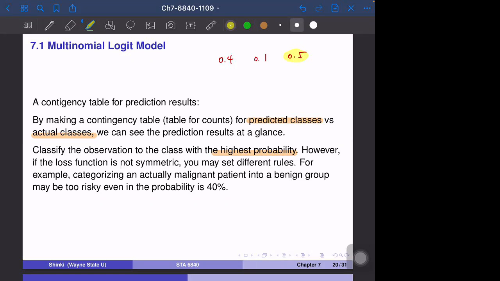For example, categorizing an actually malignant patient in medical data into a benign group may be too risky, even if the probability is 40%. If that decision is too risky, maybe we set the threshold at 10%. So with more than a 10% chance of malignancy, we classify them as malignant. This is useful if the loss function is asymmetric, so the 2 errors are not the same.